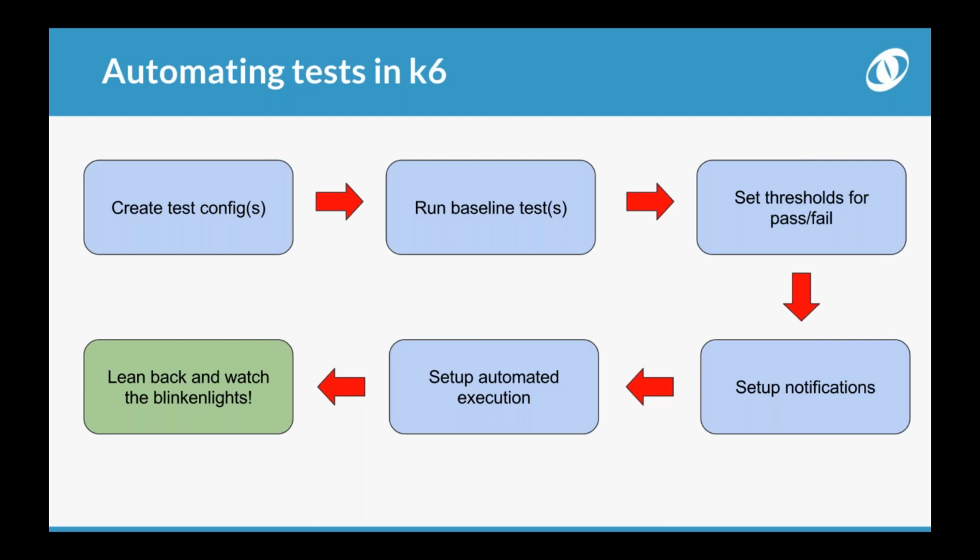And then we need to run a baseline test, which we have already done now. We need to set up our pass and fail criteria, so our thresholds. And we need to set up our notifications so that we get notified if things fail. And then we can actually integrate the execution of the test into an automation pipeline.